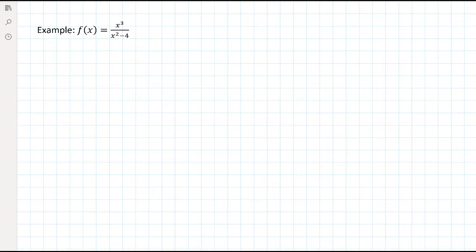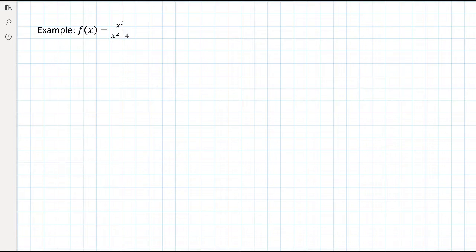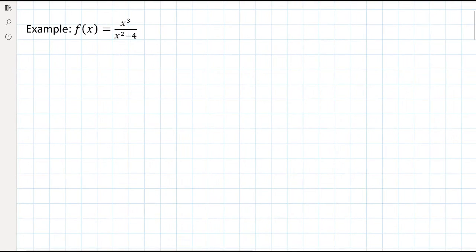First thing, before you do anything, a general rule of thumb is if you can factor it, go ahead and factor. I notice my denominator is a difference of squares. So I have x cubed over, and I want to factor that difference of squares, and it factors into x minus 2 times x plus 2. Let me rewrite that. Okay, so there's our factored version.